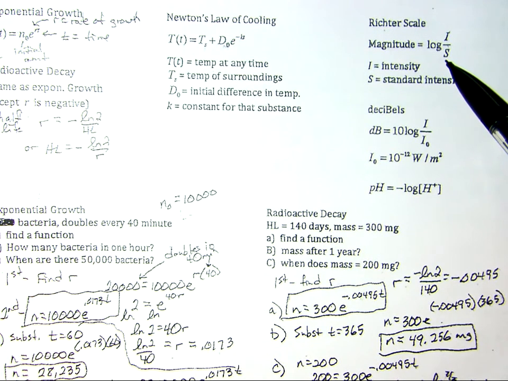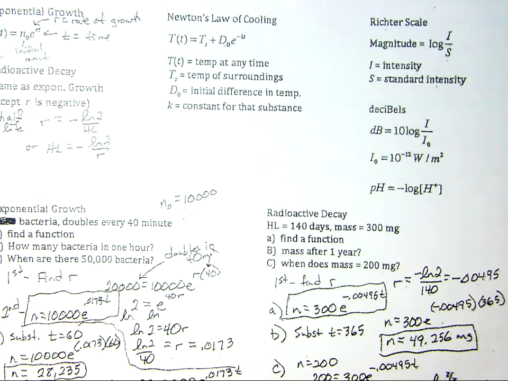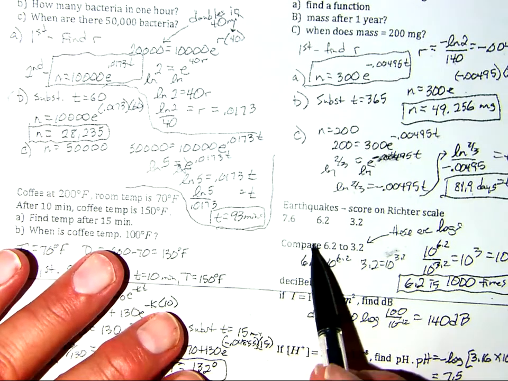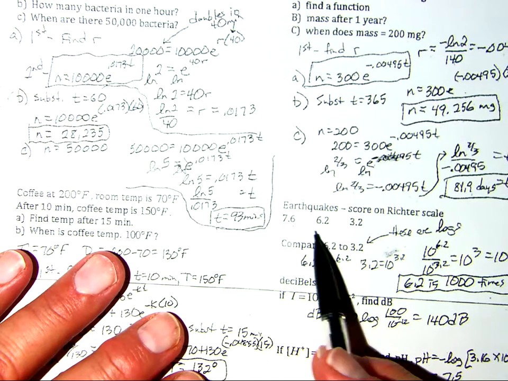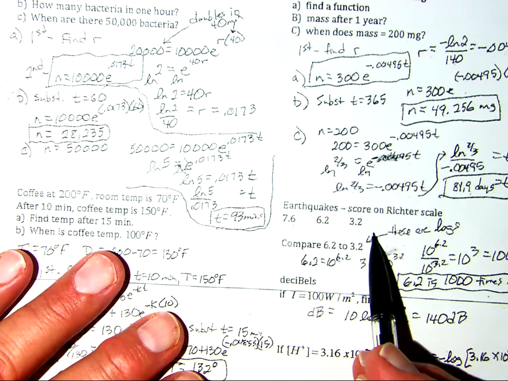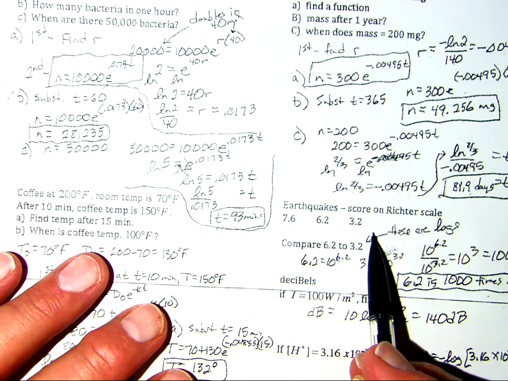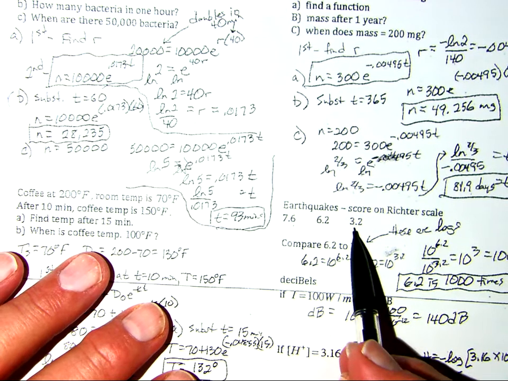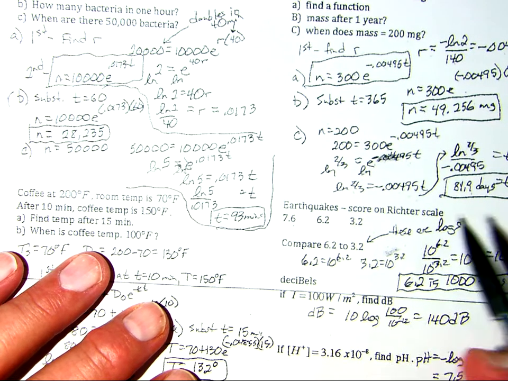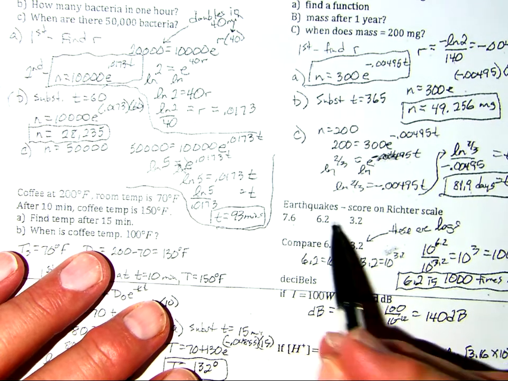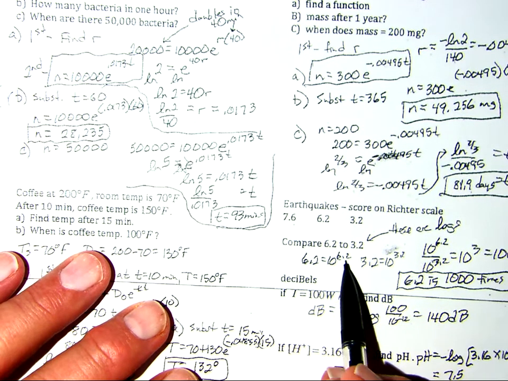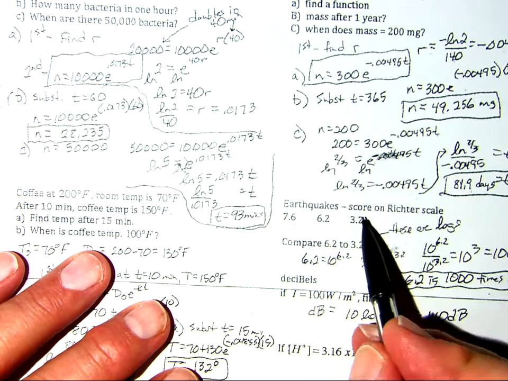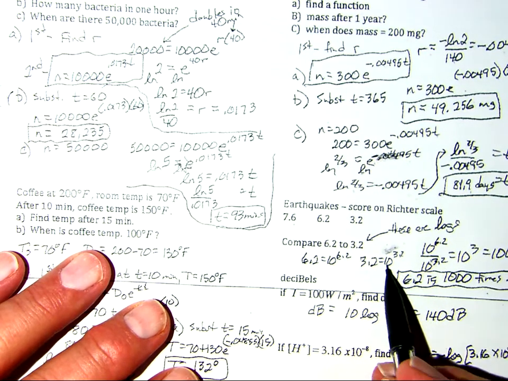You don't really do much with this, except I think it's important to know the difference between earthquake magnitudes. You'll hear magnitudes like 7.6, 6.2, or 3.2. Well, what does that mean? Those numbers are all pretty close together. You have to remember these are logs, so these are exponents. When it says 6.2, that's 10 to the 6.2. When it says 3.2, that's 10 to the 3.2.